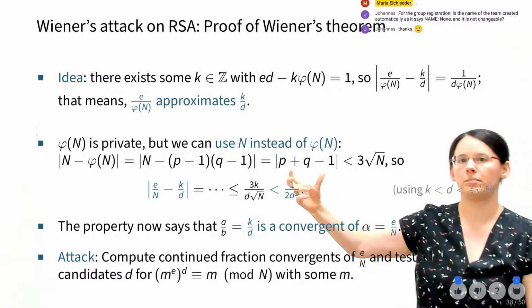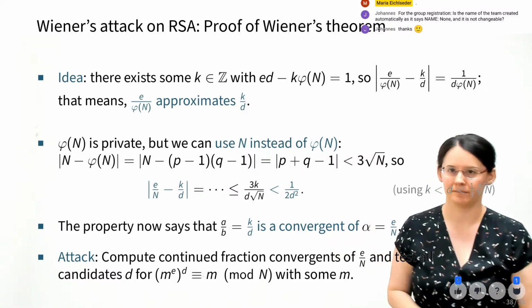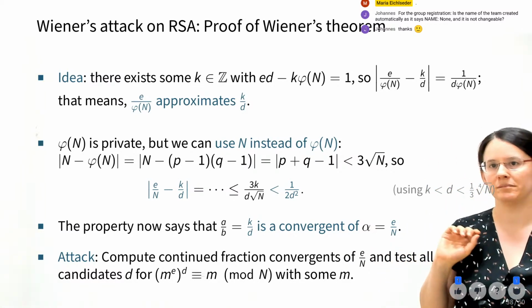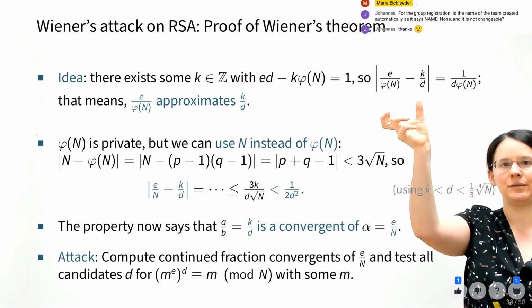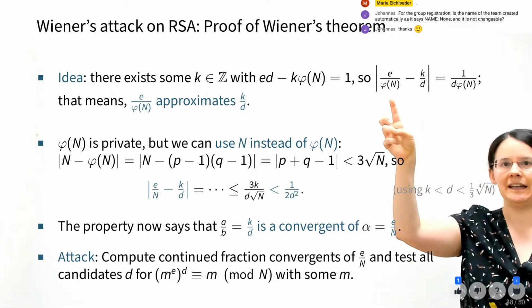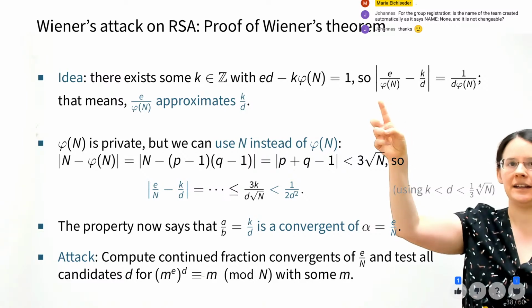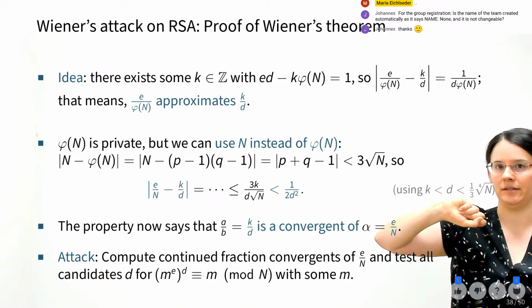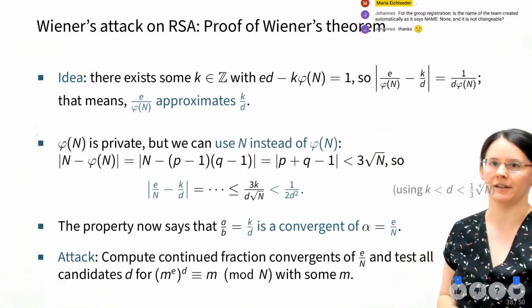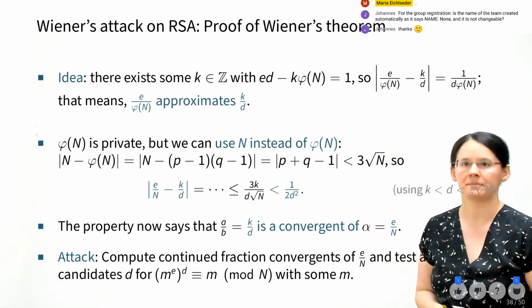This is because the two prime numbers are relatively close together. So we now have three values that are close to each other. k divided by d is close to e divided by phi of n, and e divided by phi of n is close to e divided by n, because n and phi of n are approximately close to each other.